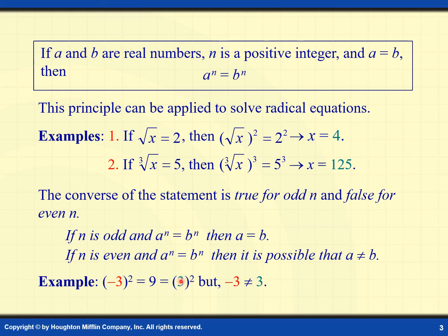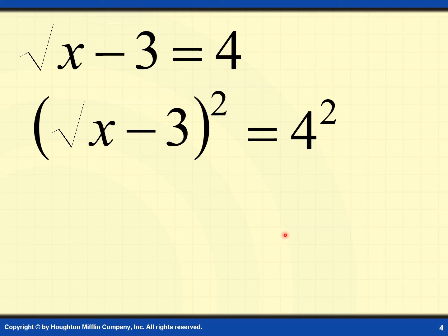Positive 3 times positive 3, that is also 9. So therefore, pero pag tinitignan ninyo, negative 3 is not equal to positive 3. Okay, so let's have here an example. Square root of x minus 3 is equal to 4.